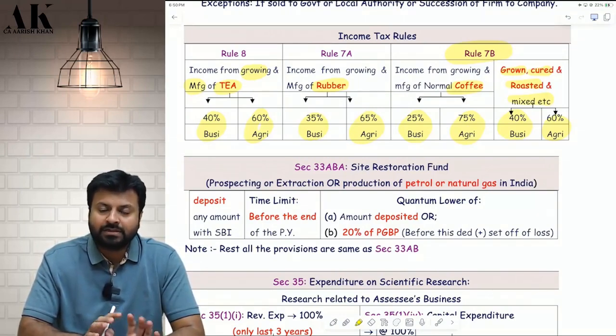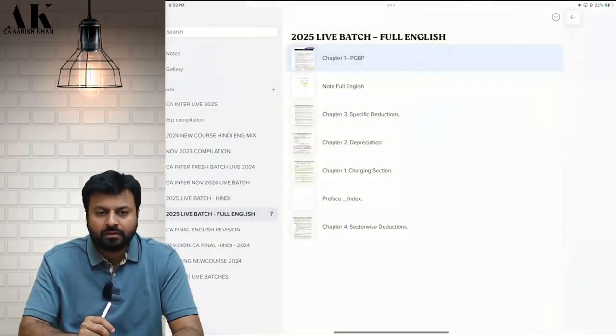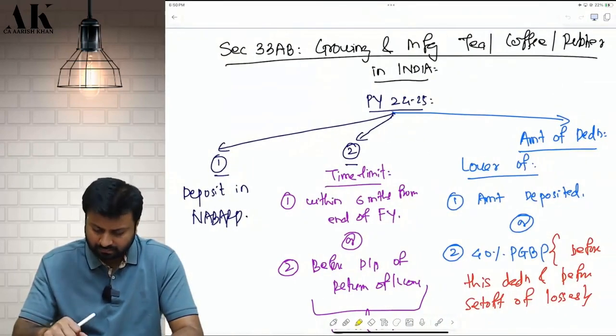Now, you have to remember these percentages, please. Especially the tea one. Tea is most important.